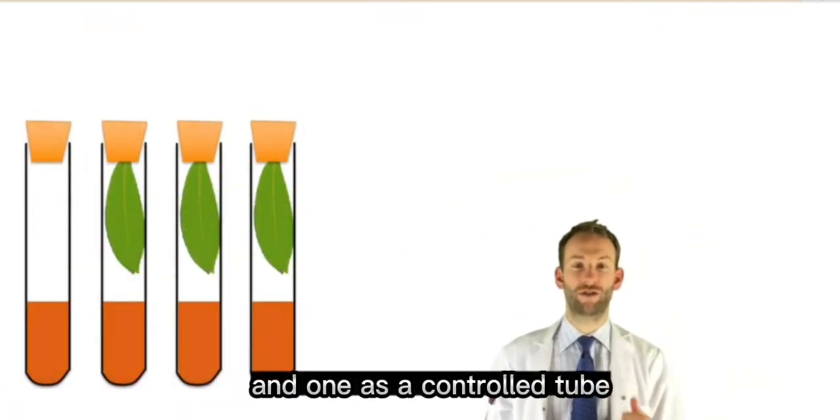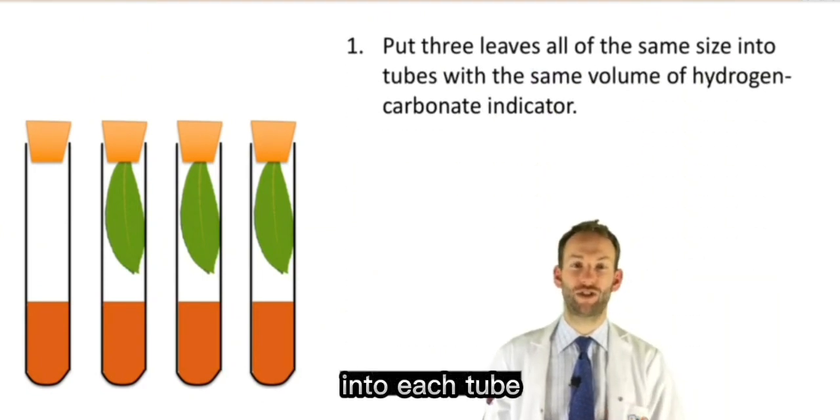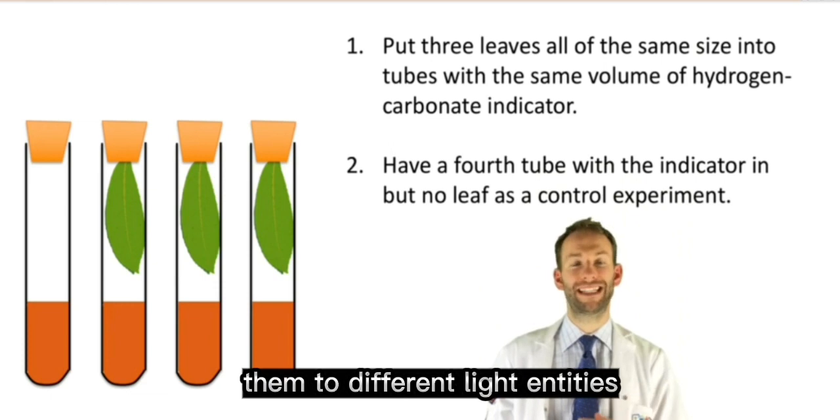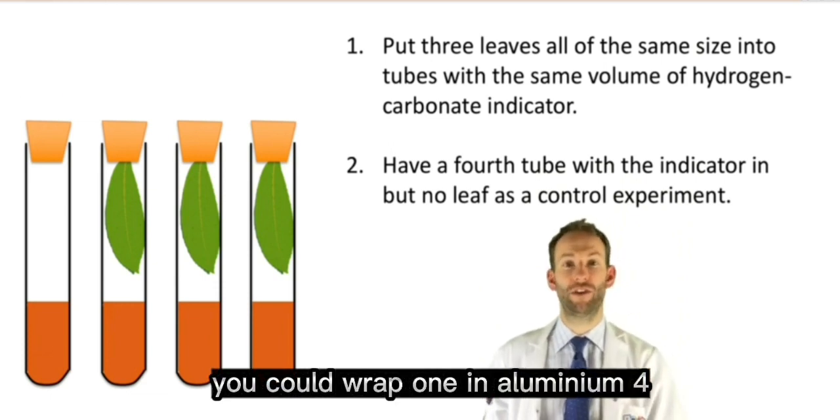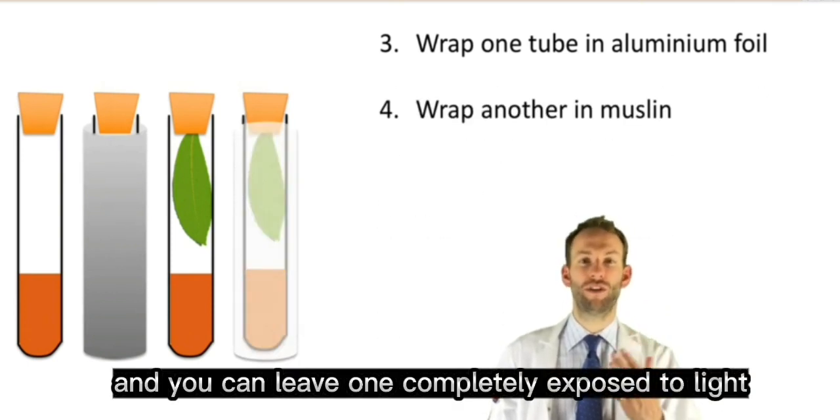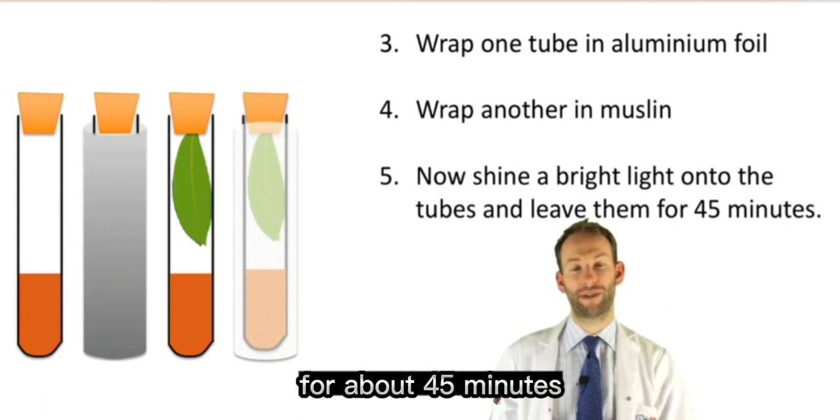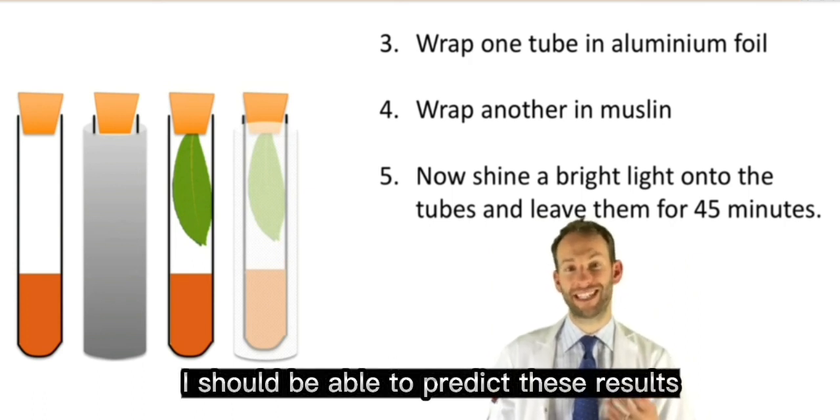in and 1 as a control tube, and you put the same volume of hydrogen carbonate indicator into each tube, and then you can expose them to different light intensities. You could wrap one in aluminium foil, you could wrap the other one in muslin, which is going to let a little bit of light through, and you could leave one completely exposed to light, and then you could shine light on them for about 45 minutes. Now you should be able to predict these results.